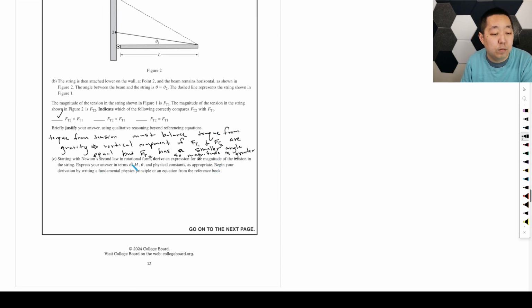Starting with Newton's second law in rotational form, derive an expression for the magnitude of the tension in the string. Expression in terms of m, theta, and physical constants. They didn't say theta 1, they said theta, so we'll just keep it as theta, which makes sense. So net torque equals I alpha.